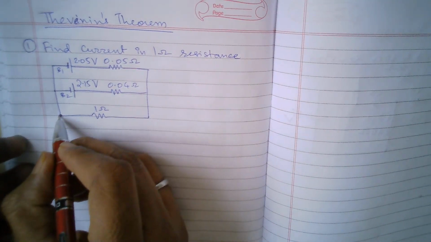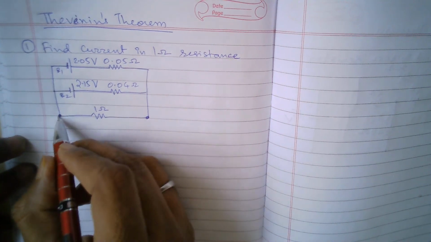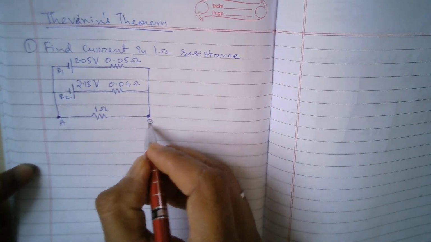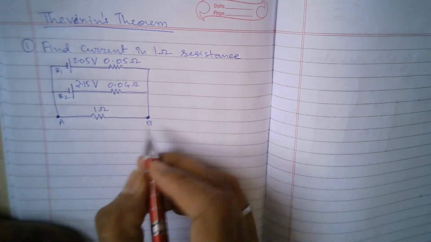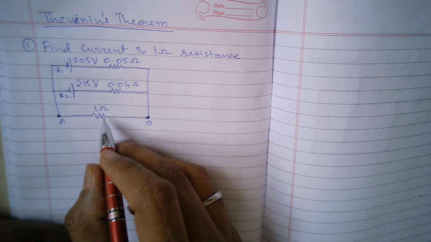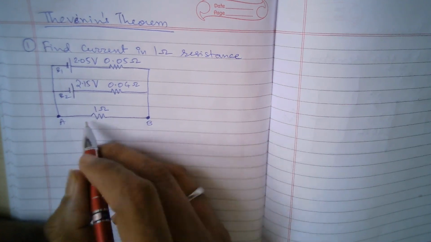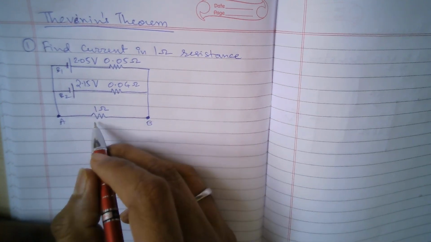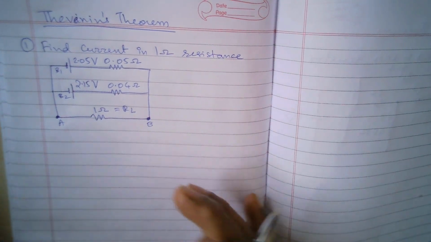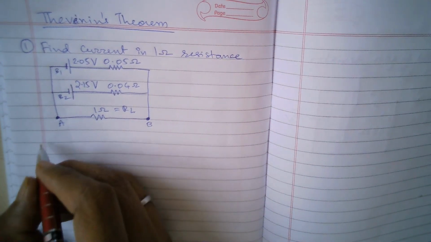So you put a couple of points, identifying the nodes. Let's call this A and B. This A and B are the two nodes across which we are now interested in finding the current through this 1 ohm resistance. So basically this is our RL, load resistance. Now what is the step?